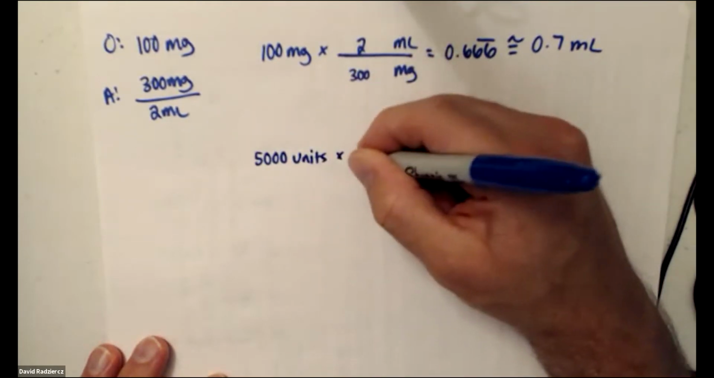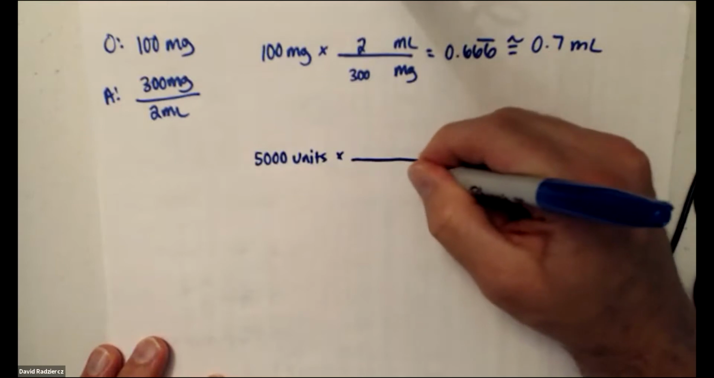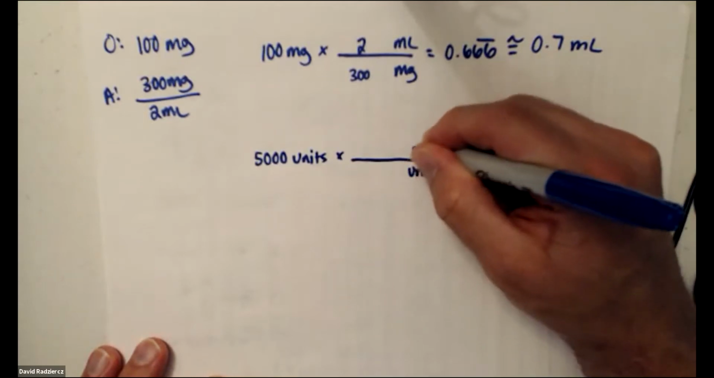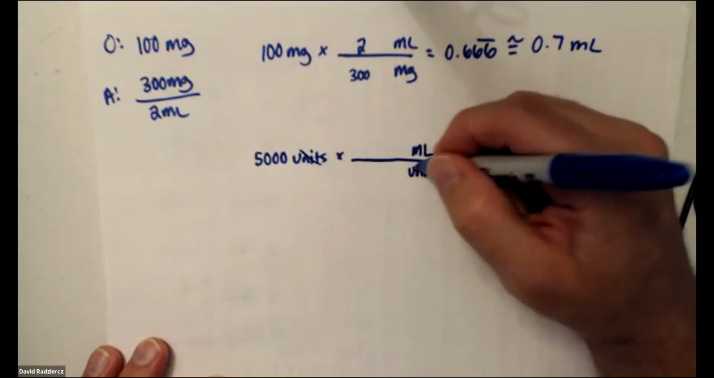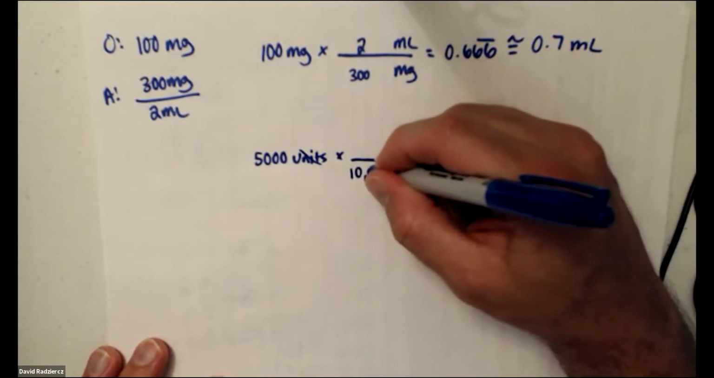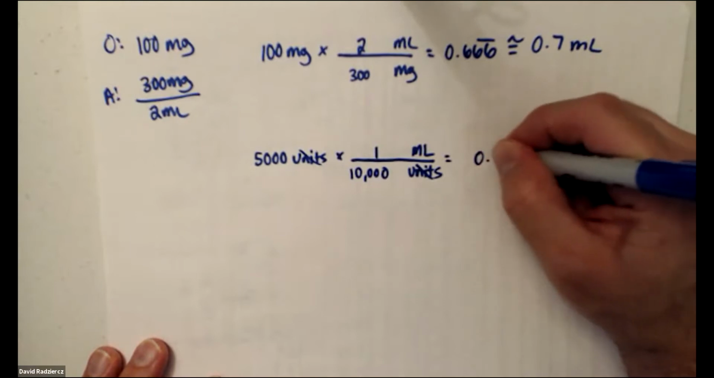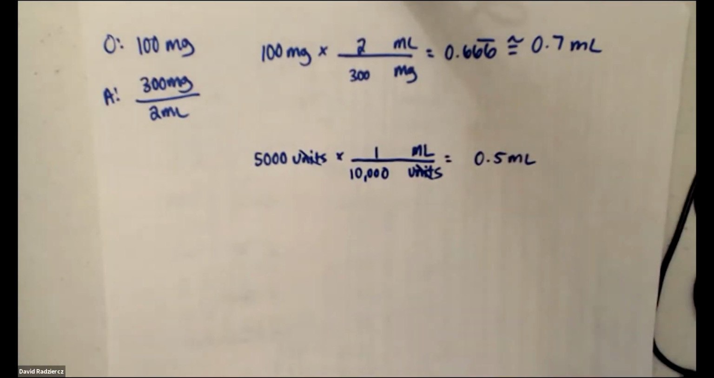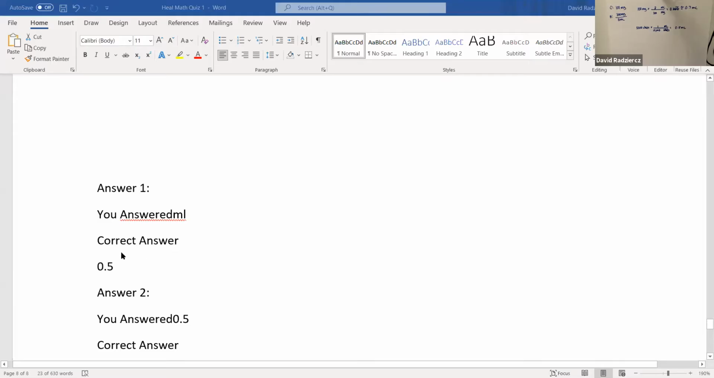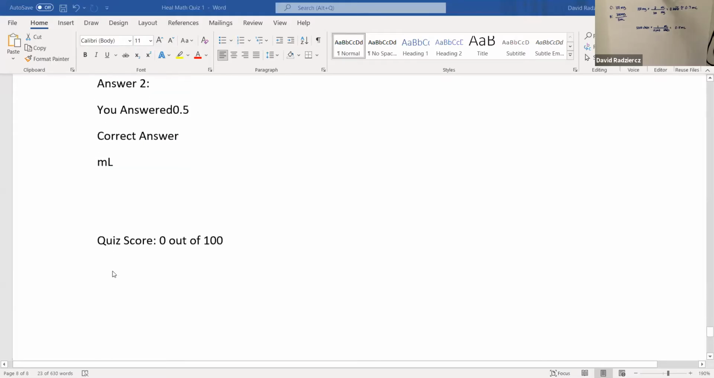And then I multiply it by my conversion, which is the units per milliliter. I put units on the bottom so I can cancel them out. 10,000 to 1, and I get 0.5 milliliters when I plug that into my calculator. And we can see here, the correct answer is 0.5.